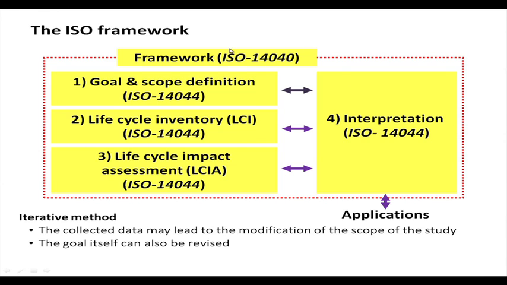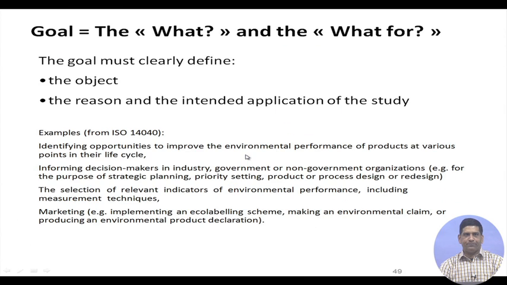So we had the ISO framework: goal and scope, which we were discussing, then life cycle inventory, life cycle impact assessment, and interpretation. We'll go through each one of those. And I said it's an iterative method. That's why you have the arrow on both sides, where, based on how you learn here, things may change along this line too.